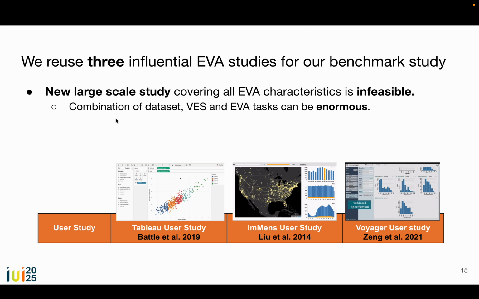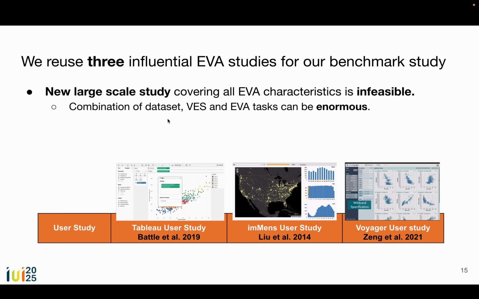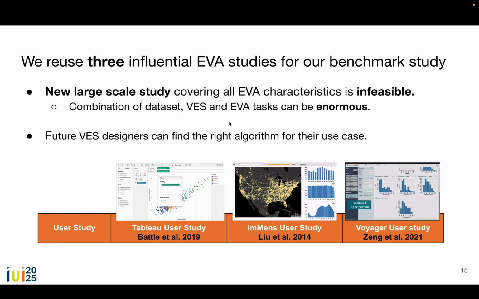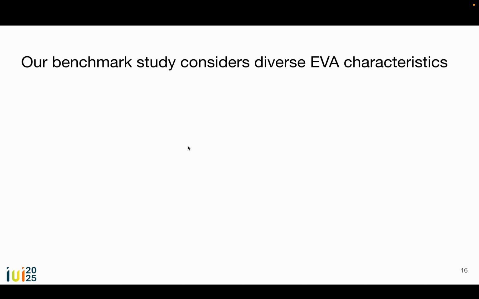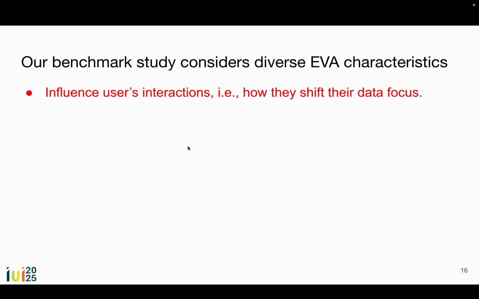And as we can imagine, the combination of different datasets, VES, and EVA tasks can be enormous. Also, the diversity of our user studies will help future VES designers so that they can find the right algorithm for their use case. Our benchmark study considers diverse EVA characteristics because they directly influence users' interactions, and in our case, how users shift their data focus.